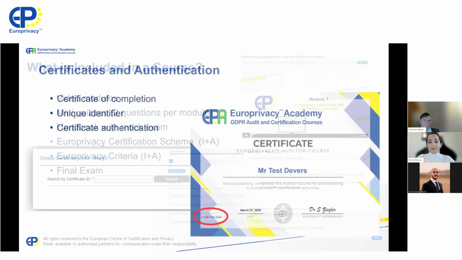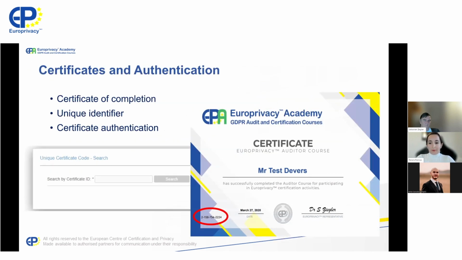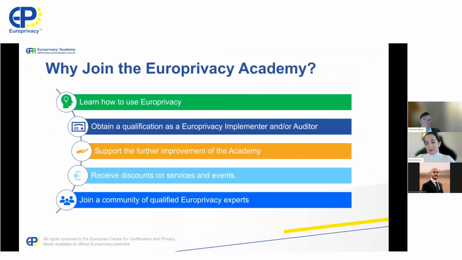Next slide, please. Once you successfully pass any of your courses, you will receive a certificate, and each certificate has a unique identifier. This number can be validated through the certificate authentication tool we have on the Academy. Next slide, please. So last but not least, what is the value proposition of the Academy, why you should join and why you should consider joining our ecosystem of qualified experts.